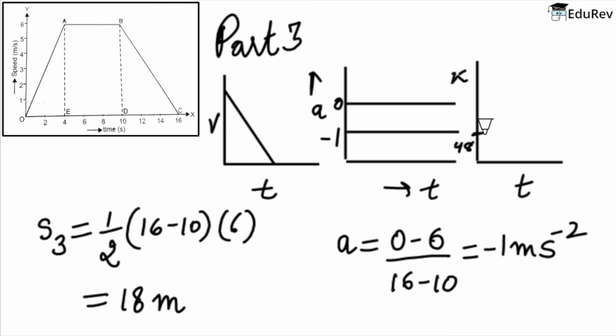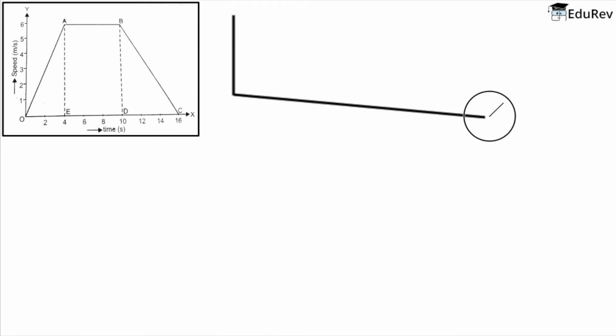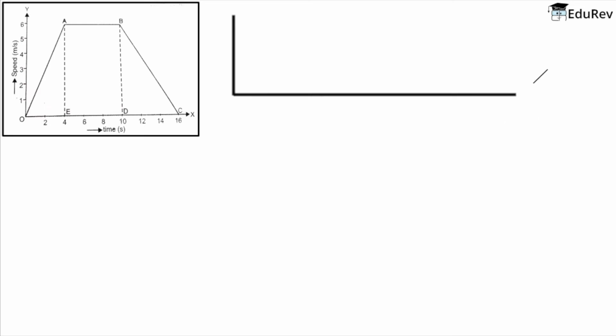So our final value would be 48 plus 18, that is 66 meters. Thus, if we combine all these graphs, we can write the final a-t and x-t graphs.